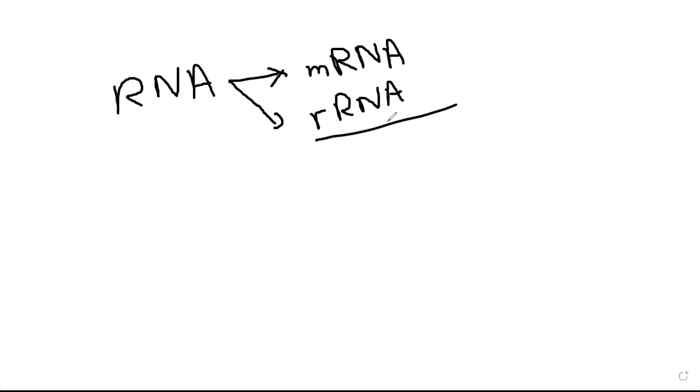rRNA is actually a structural unit. It combines with proteins to make the ribosome. So that is why we call it ribosomal RNA. Very important: ribosomal RNA is made up of RNA, obviously, plus proteins. Once they combine together, they make ribosomes.